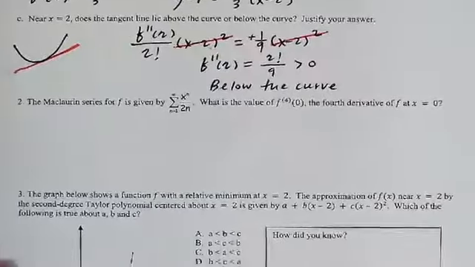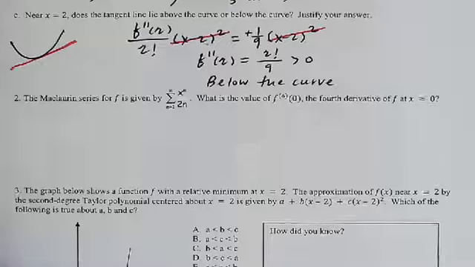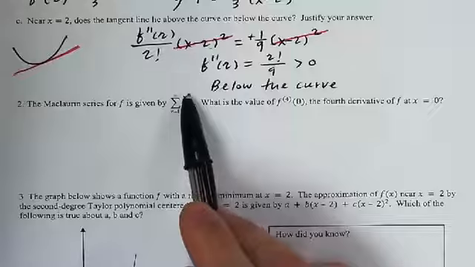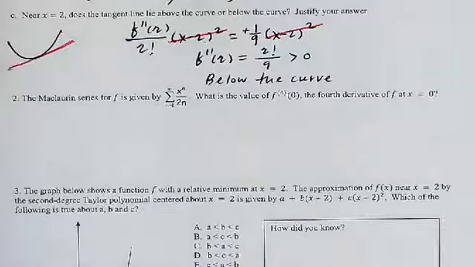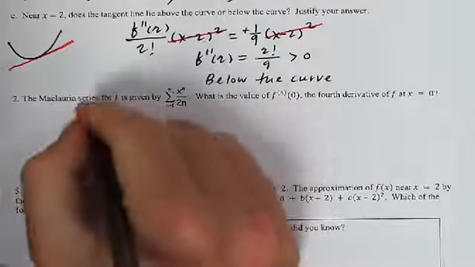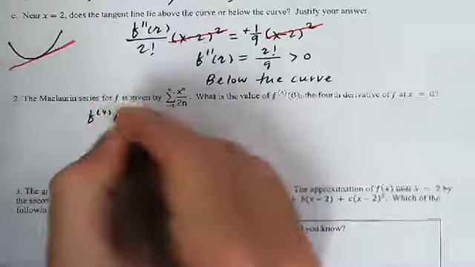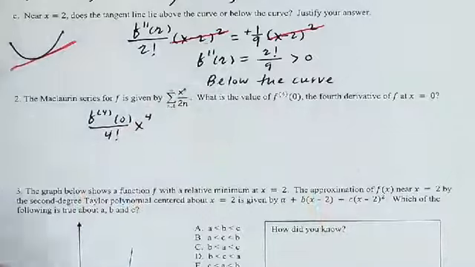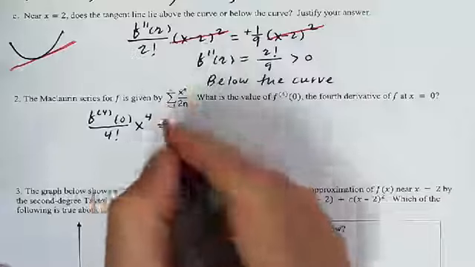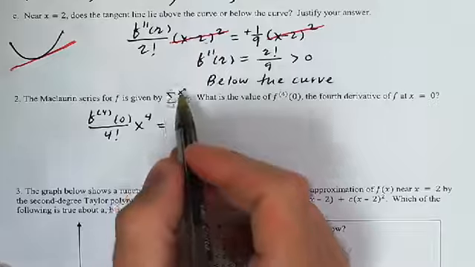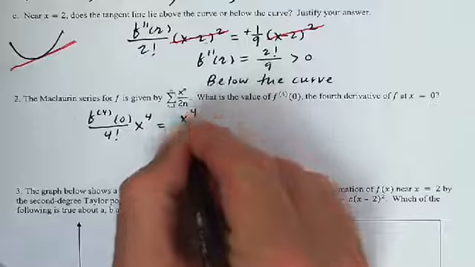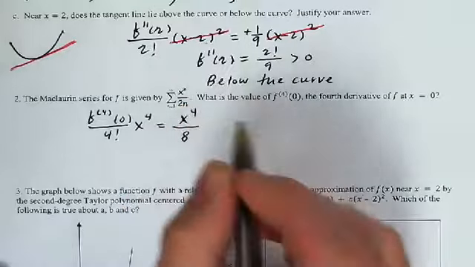Number 2, now this is one that I probably worked in class, during the lesson. If I want to pull out the fourth derivative, I need the fourth power term. Because remember, the way it's going to work is it's going to be f's fourth derivative at 0 divided by 4 factorial times x to the 4. Well, what n is going to give me an x to the 4th? This is going to be n equals 4. So it's going to be x to the 4, where n is 4. I'm going to have 8 in the denominator.